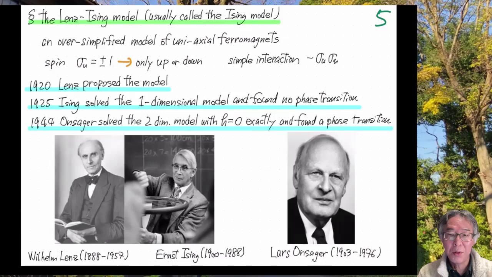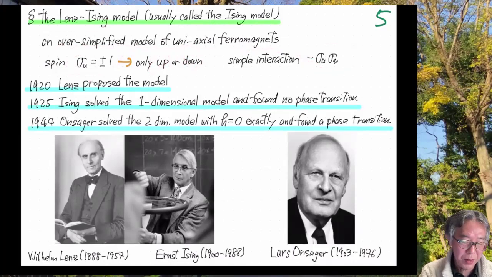In order to do this, we study something usually called the Ising model, but it should better be called the Lenz-Ising model because Lenz is the person who proposed this. As you may know, this is an oversimplified model of uniaxial ferromagnets, and spin just takes two values, up or down, and the interaction is very, very simple.